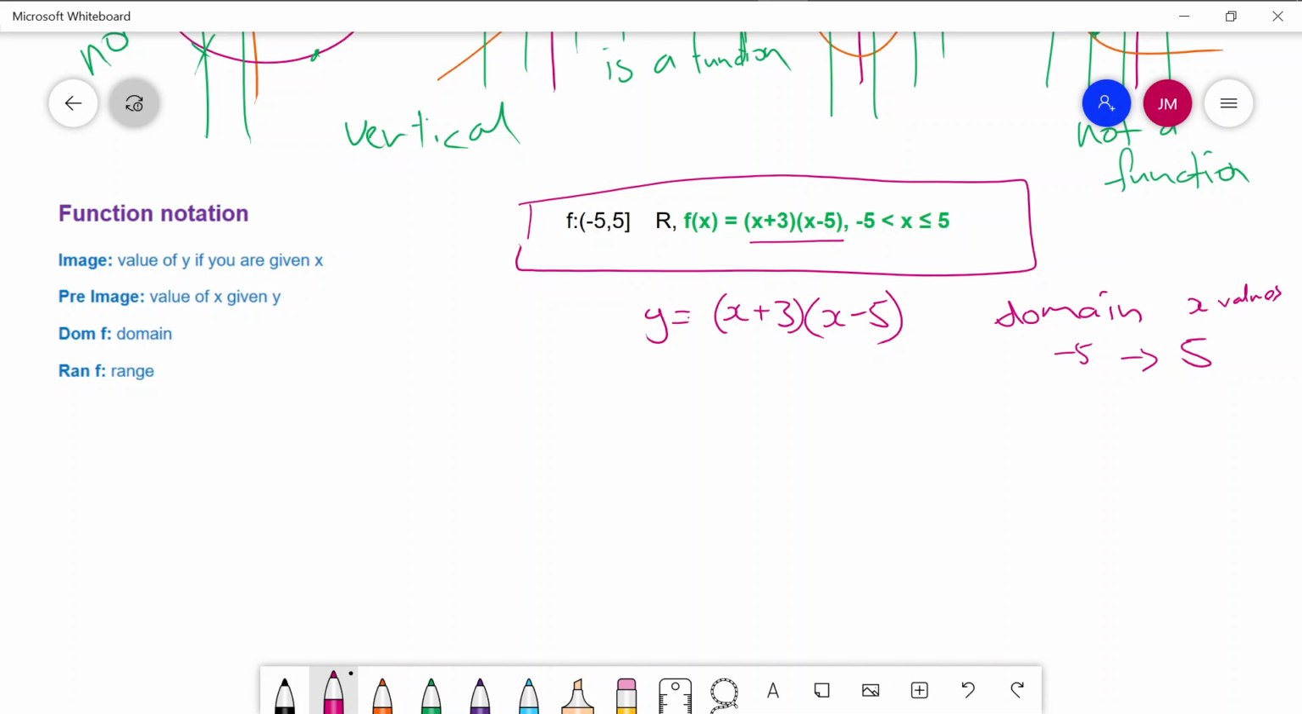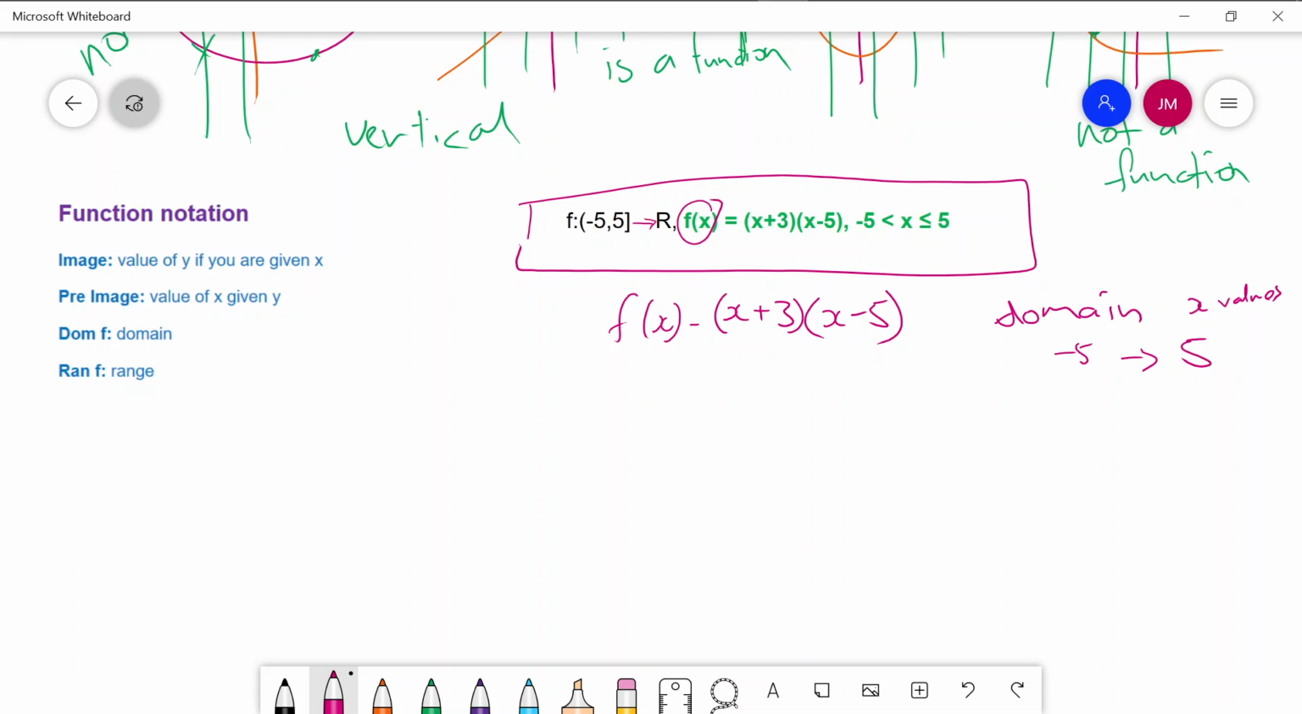Okay, so if we were reading this out, we'd say function f such that it's from -5 not inclusive to 5 inclusive, and we should have a little arrow there to the reals. The function f of x equals (x plus 3)(x minus 5), and x is between -5 and 5. So f of x, we can see, just takes the place of the y.